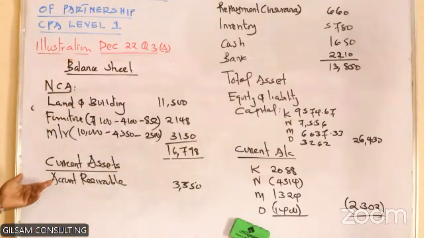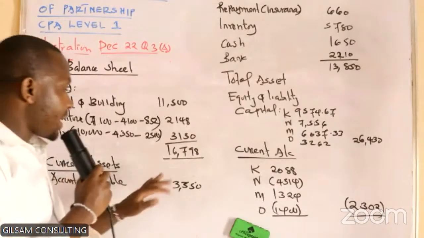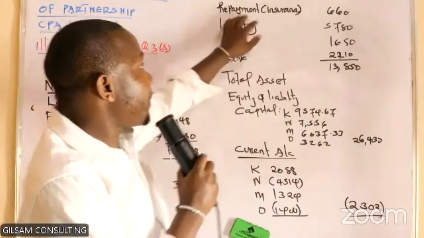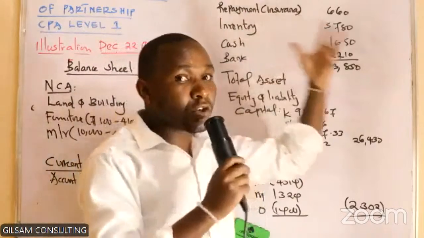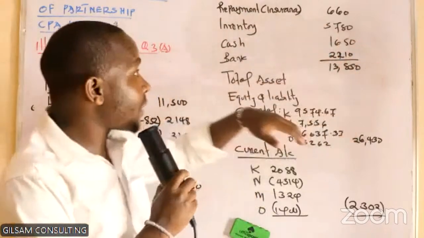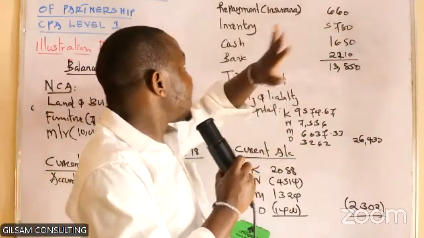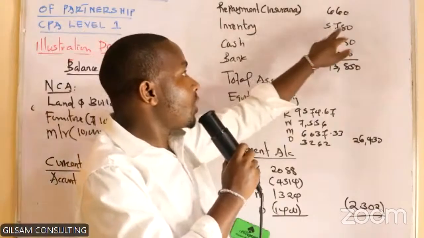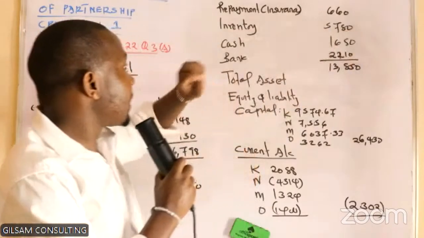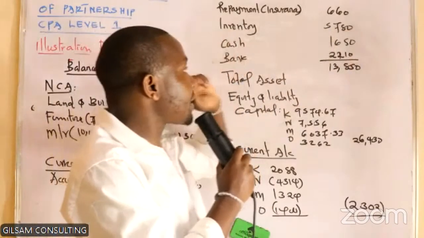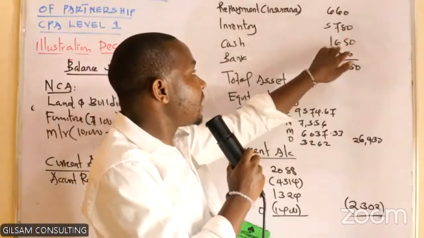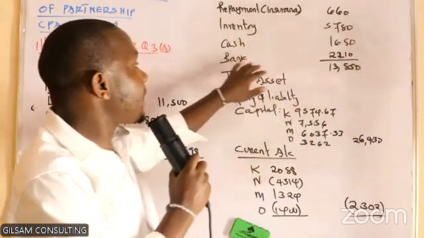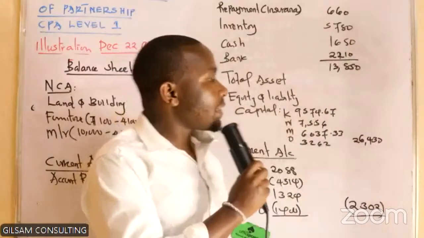You come to the current assets. Here there are no adjustments. It is just copy pasting. This one as per the trial balance, that 550. Prepaid insurance as per note 3, which is 660. You just copy this one. The closing inventory as per note 2, which is 5780. And then we have the cash as per the trial balance. There is no adjustment, 1650. Bank also here, 2110. There is no adjustment.